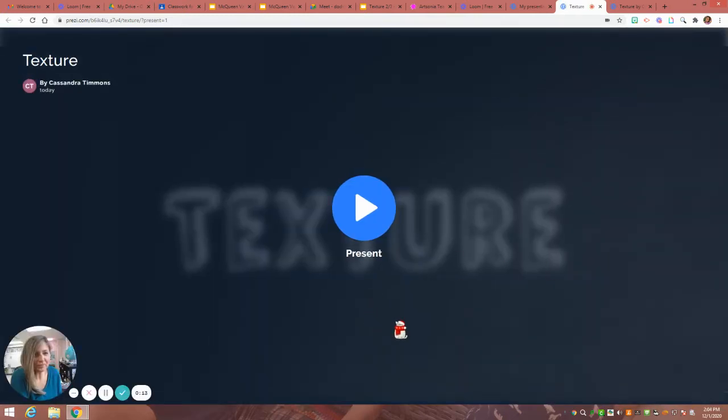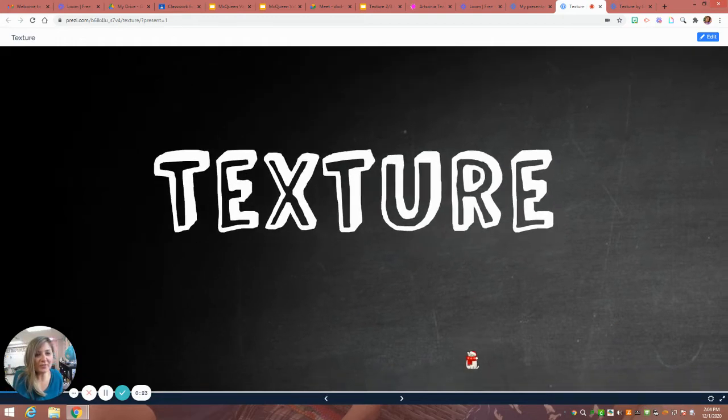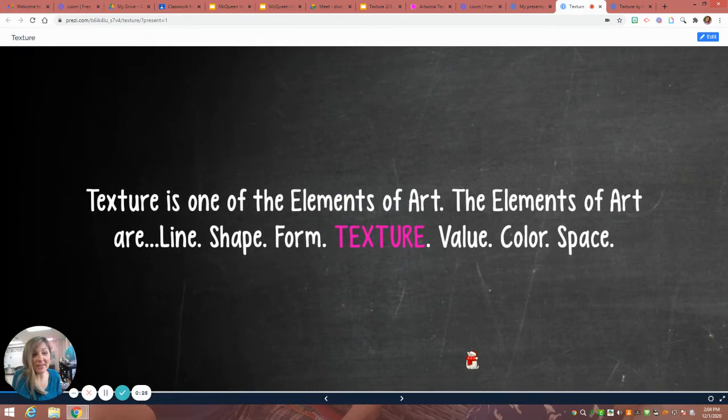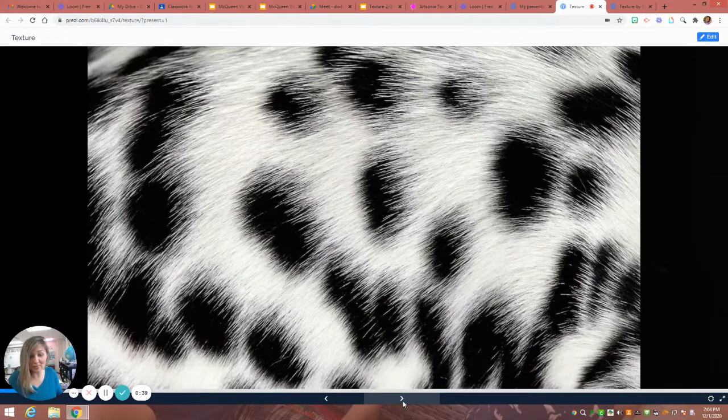So, texture is actually one of my favorite elements of art. I'm pretty excited to share this with you today. So, here we are, texture. Texture is one of the elements of art. There are 7 elements of art: line, shape, form, texture, value, color, and space. And you guys probably already know more about texture than you might think.